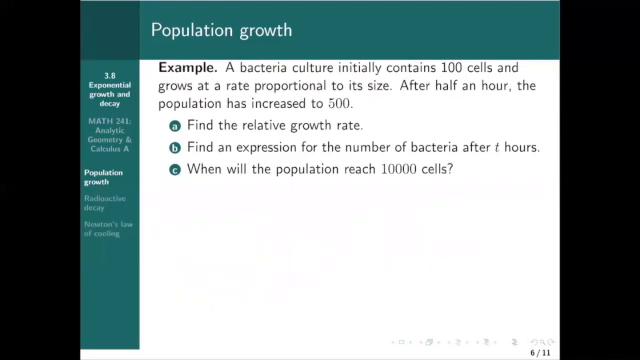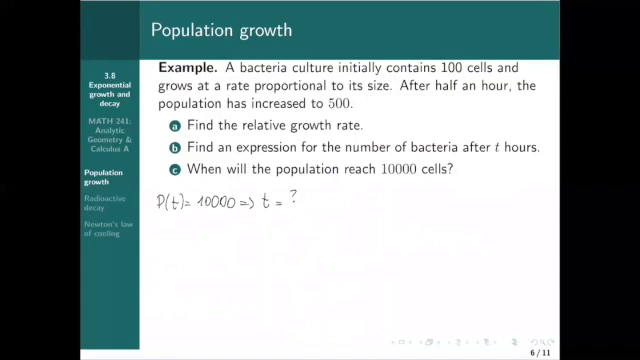So finally, let's solve part C. When will the population reach 10,000 cells? So in other words, sorry, not P of 10,000. P of T is going to be 10,000, which implies that T is equal to what?